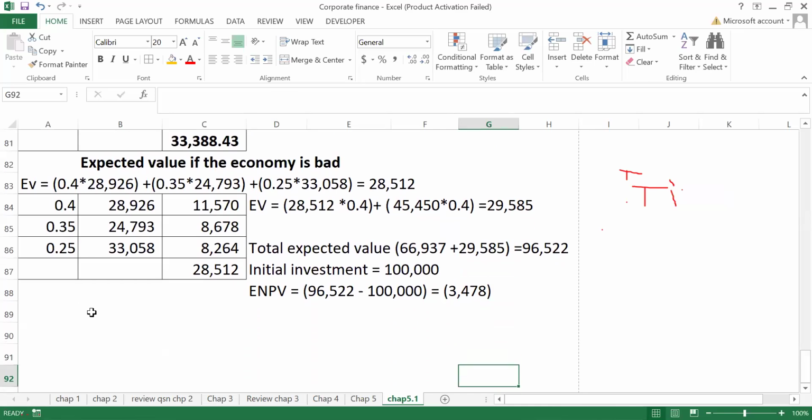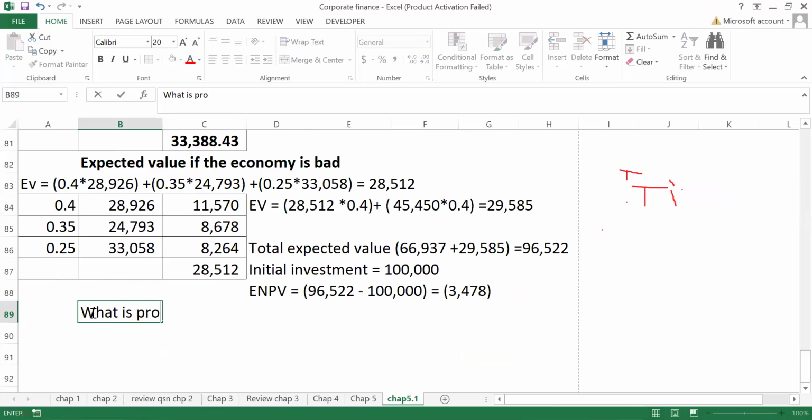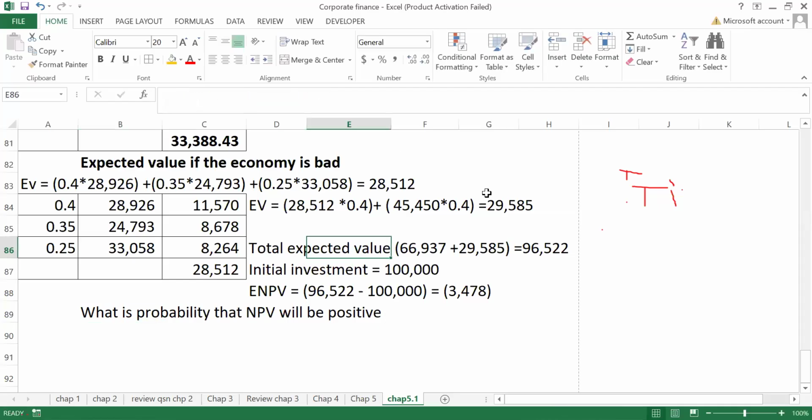If I take you again, if I can ask you from this table, from the decision tree, what is the probability? I think this is the probability that any NPV will be positive. If you go back to the decision tree, what is the probability of having a positive NPV?